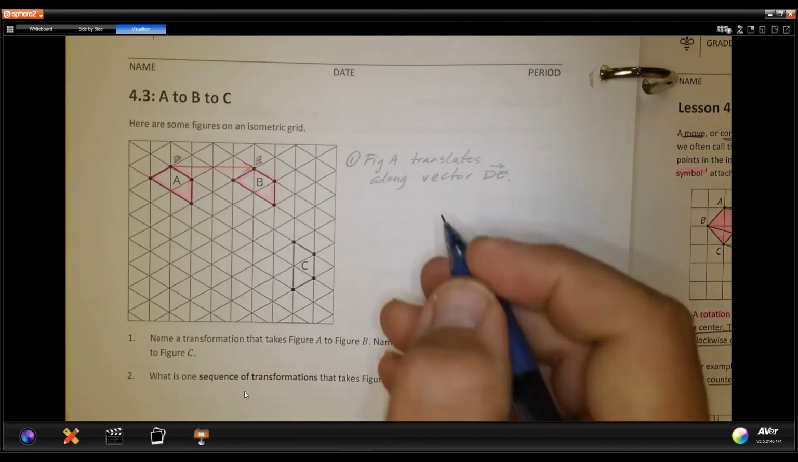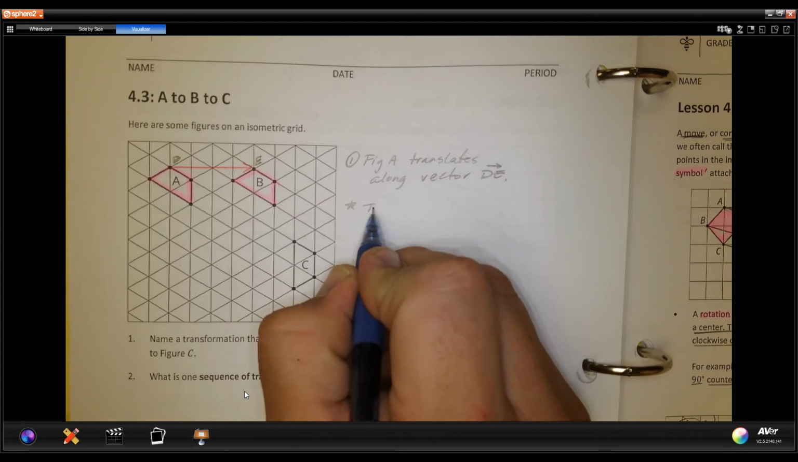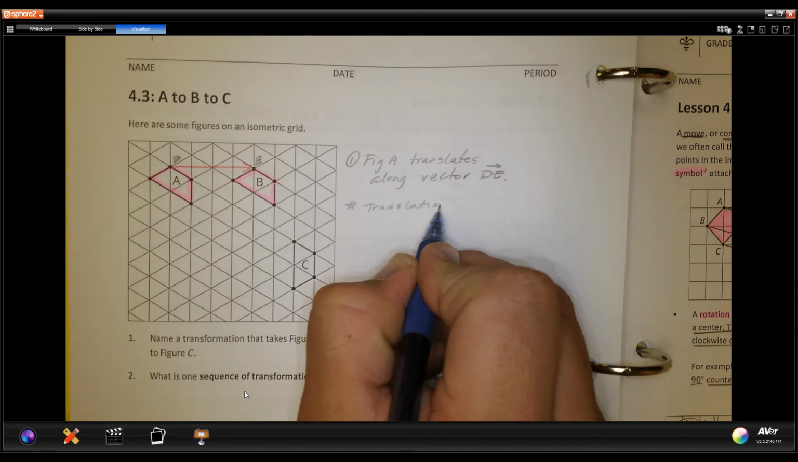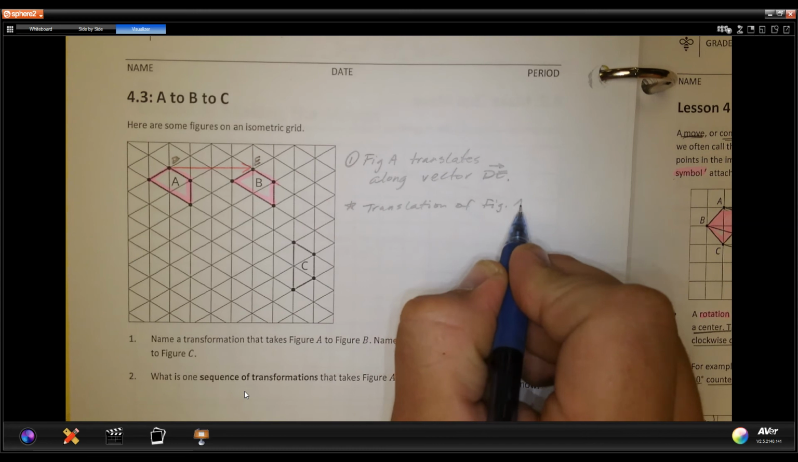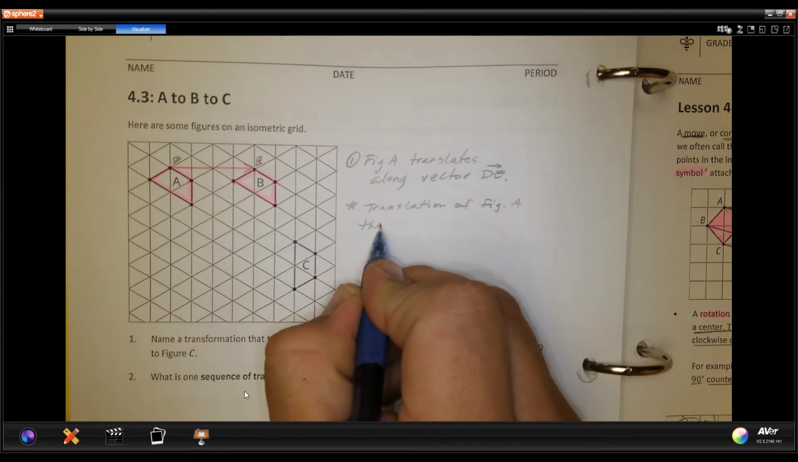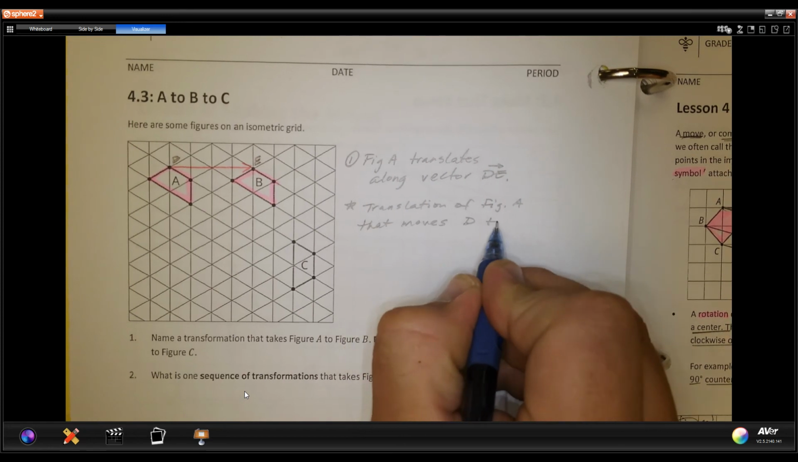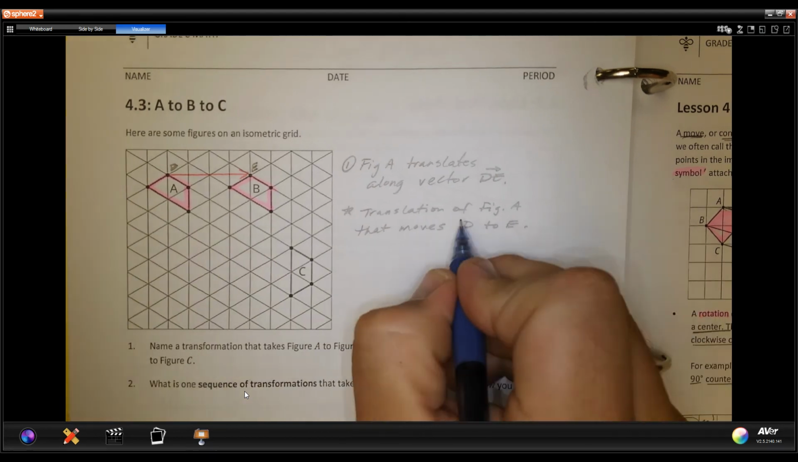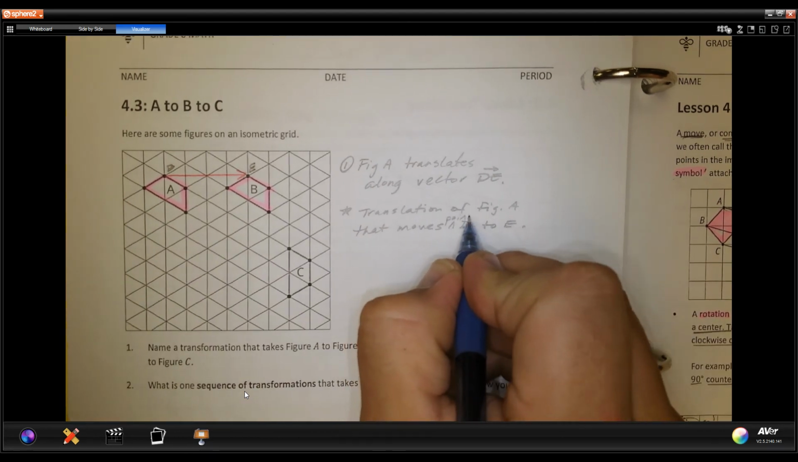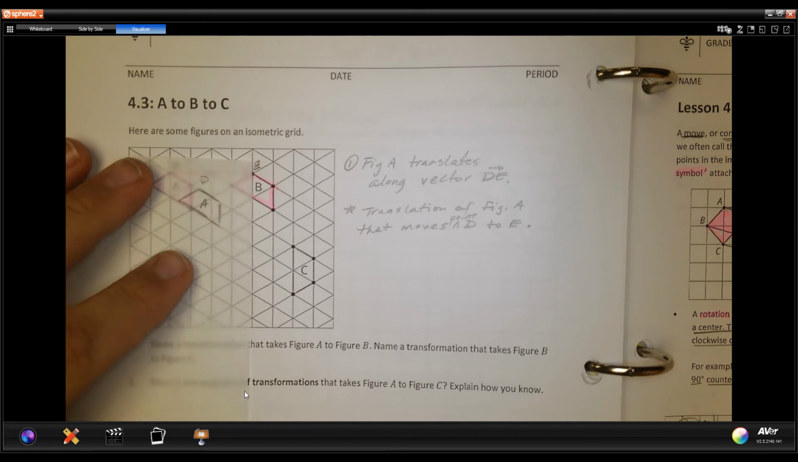Another way that we can say this, so option 2 with this one, is we can say translation of figure A that moves point D to point E. We're very precise and very specific that there is no rotation and there is no reflection.